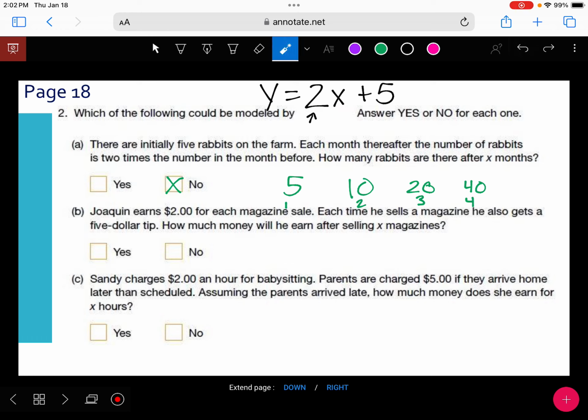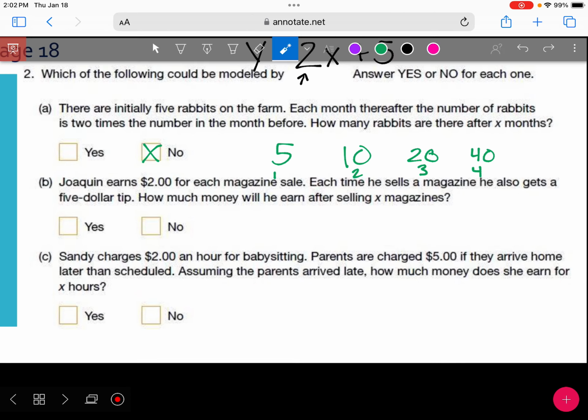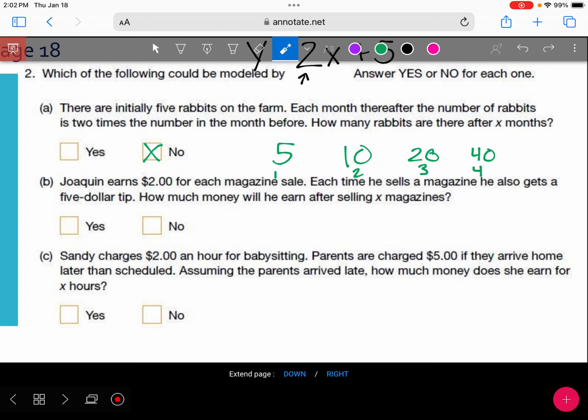Definitely not 2x plus 5. So when in doubt, test out a couple values. See if it fits. All right, so then we got Joaquin here earning $2 for each magazine sale. And every time he sells a magazine, they're also giving him a $5 tip. That's a no. Why? Because it would be 5x and 2x. So really, he's getting $7 for every magazine. So that one absolutely does not fit.